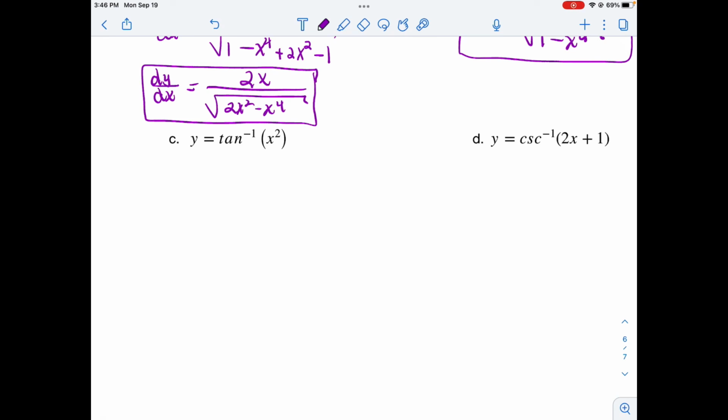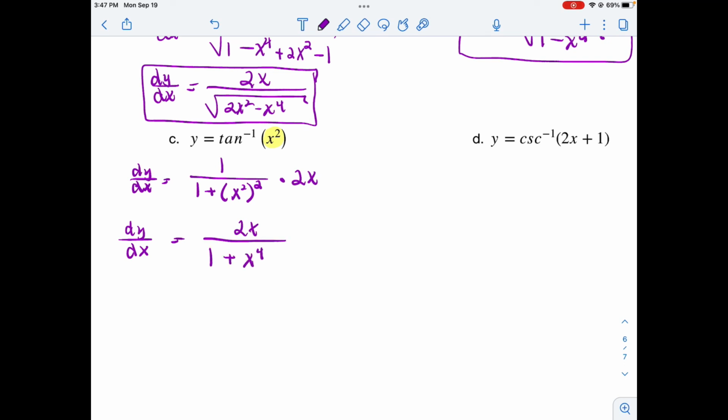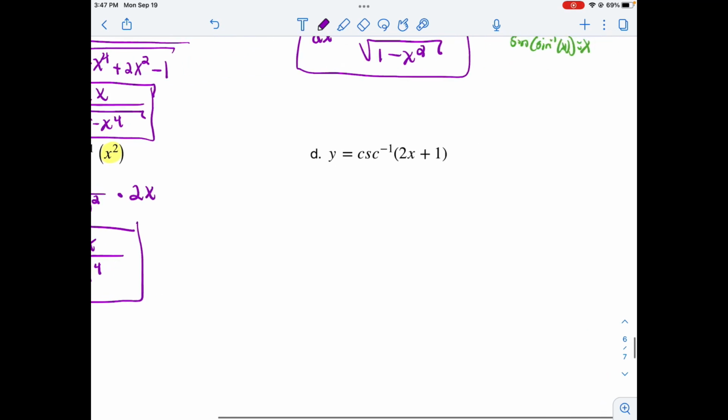Okay, now I'm going to find the derivative of the inverse of tangent of x squared. First I use my formula for inverse tangent, which is 1 over 1 plus x squared, and in this case x is x squared, quantity squared. Then I multiply by the derivative of the inside, which is 2x. So that'll give us 2x divided by 1 plus x to the 4th. And that would be our derivative.